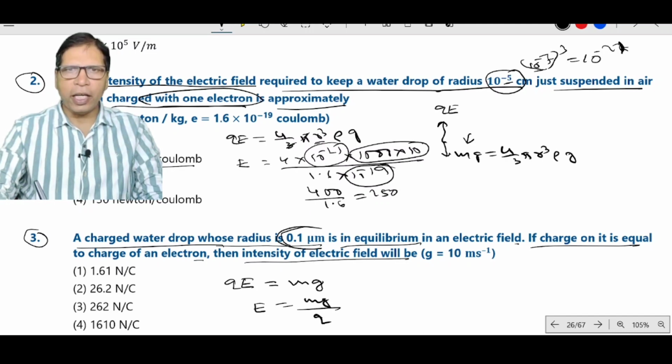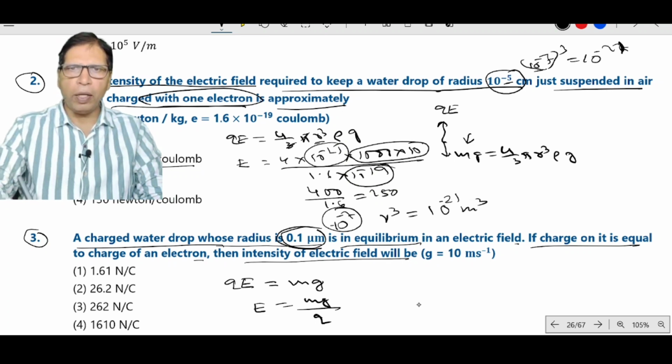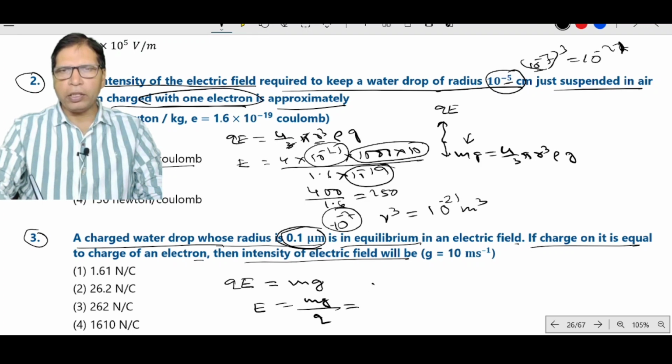Here radius is equal to 10 to the power minus 7 meter. As radius is 10 to the power minus 7 meter, r cubed equals 10 to the power minus 21 meter cubed. No problem. So look at this, mg is 4/3 pi r cubed. R cubed means 10 to the power minus 21. This is the rho, so this is 1000, and g is 10.